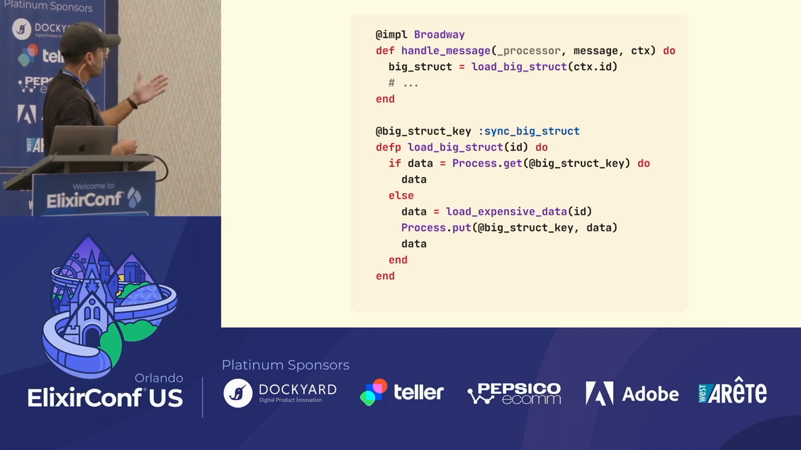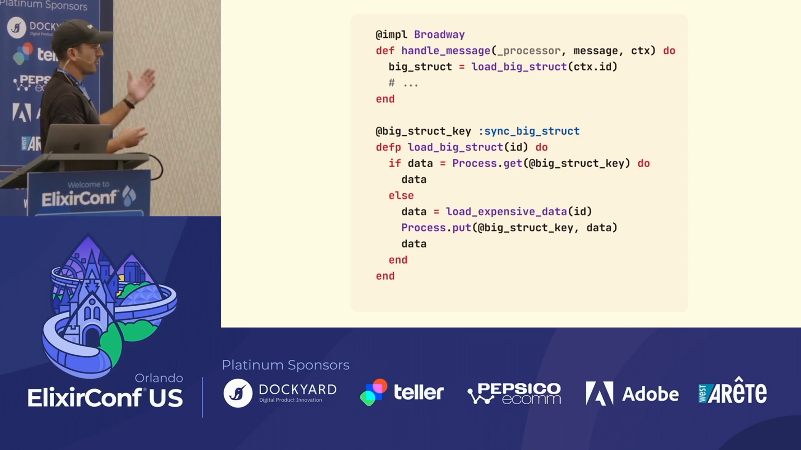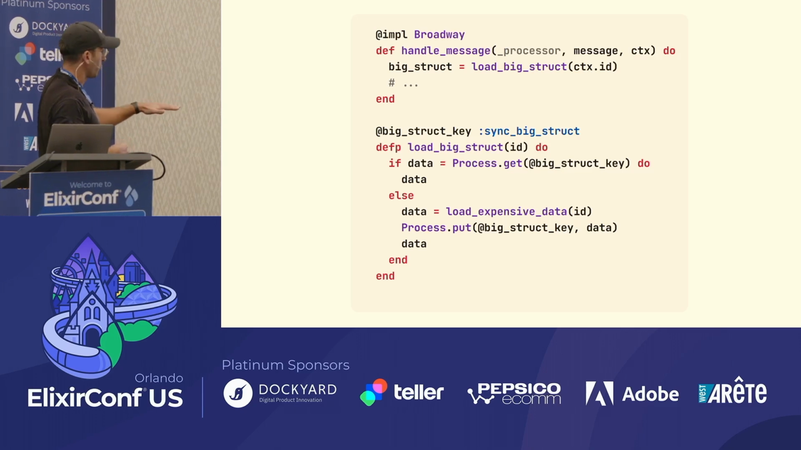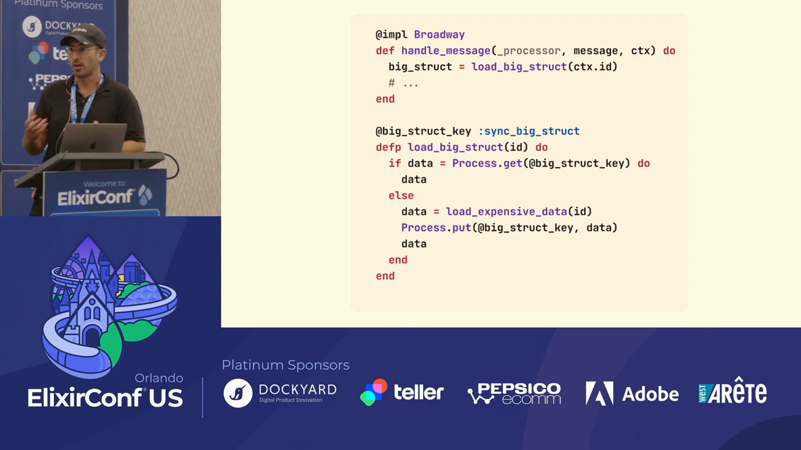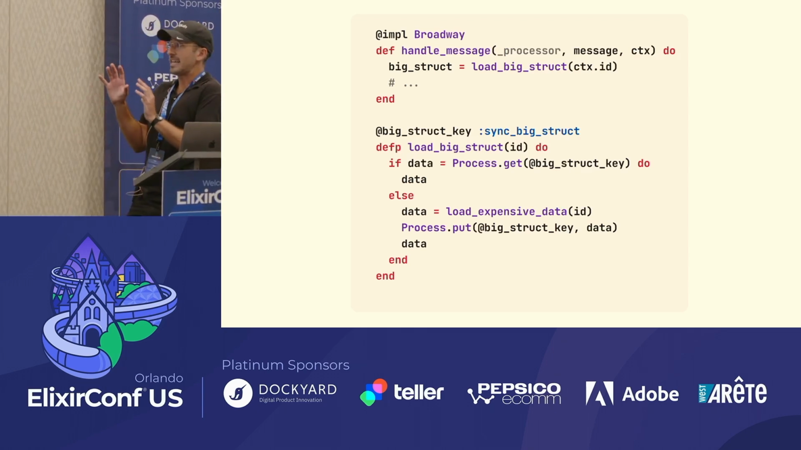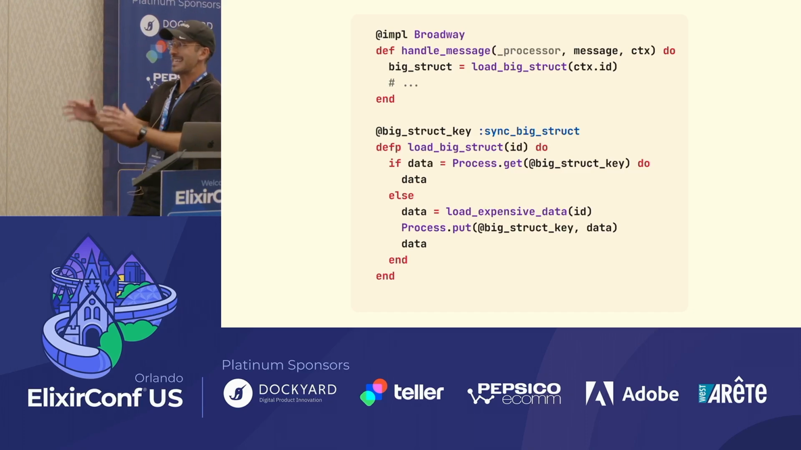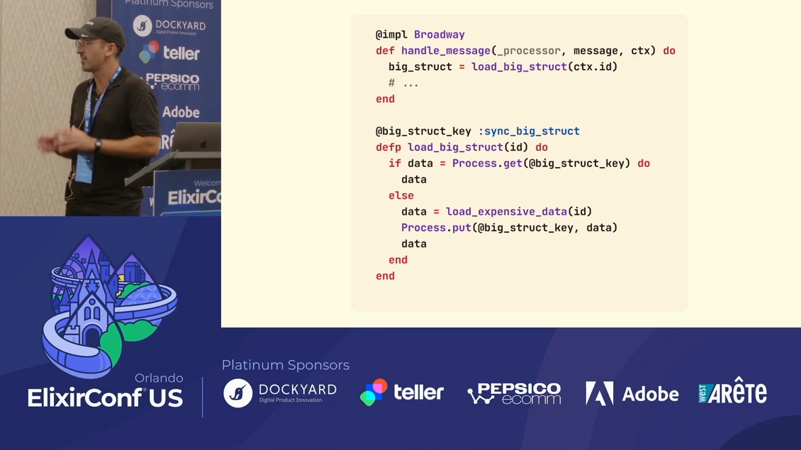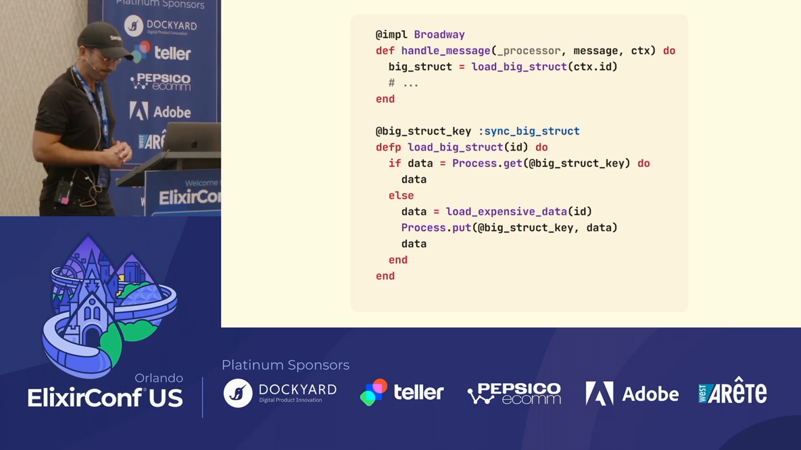And down there in load big struct, you can see that we use the process key value store to see if we already have it in memory. If we don't, then we load it, we put it in our key value store, and then we have it. And so for future messages, we don't have to load it again. And note that ETS is not a solution for this, it has to be in the process. And so the process key value store is the way to go here.